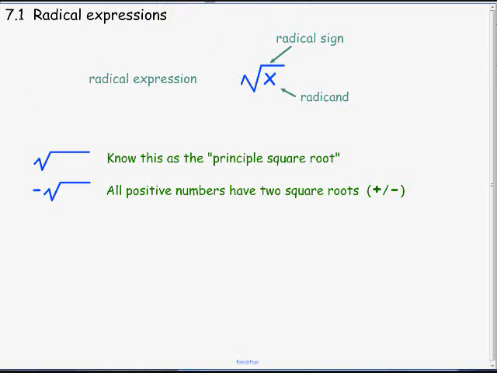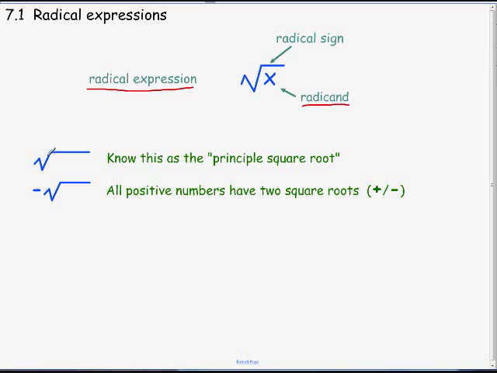The terminology, a radical expression. Let's be clear about what a radical expression is. It has the radical sign, and whatever is underneath that radical sign is called the radicand. You're going to hear me using that term quite a bit. When I say radicand, I'm talking about whatever is underneath the radical sign.